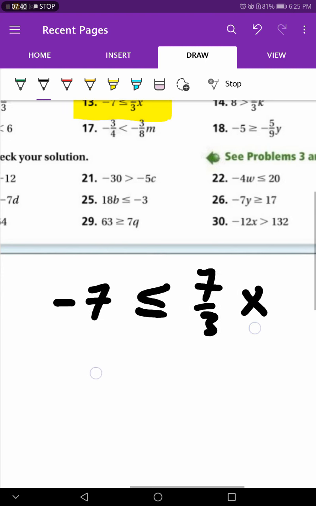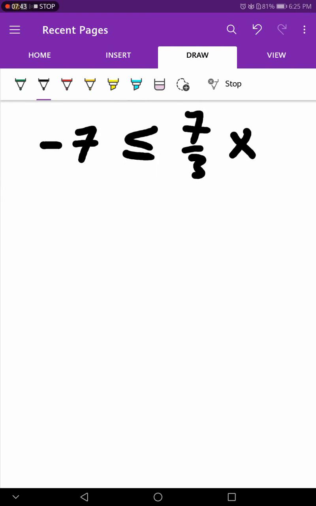Now see here, this is the left side and this is the right side. What I said before, you have to multiply by the reciprocal of the coefficient. What is the coefficient of x? The coefficient of x is 7 over 3. What is the reciprocal of 7 over 3? Switch it, so 3 over 7. So I will multiply by 3 over 7 here.